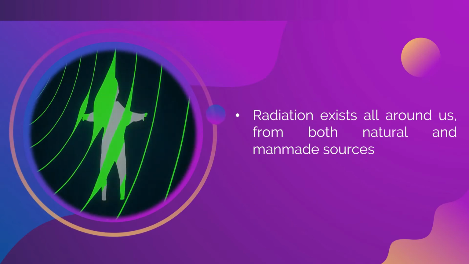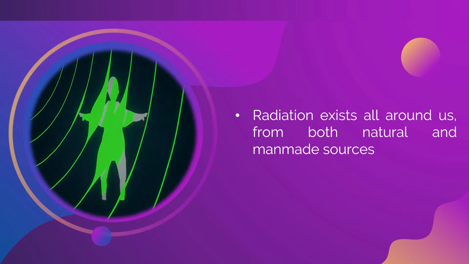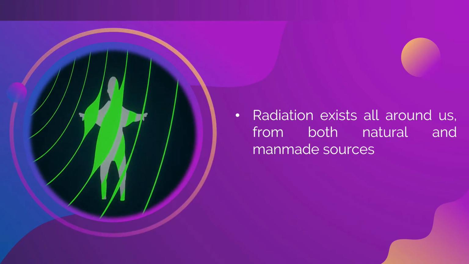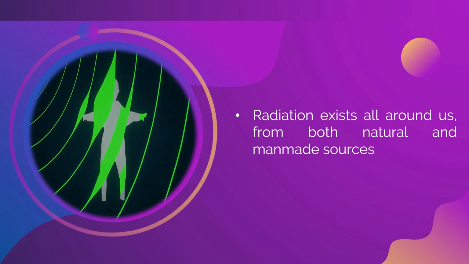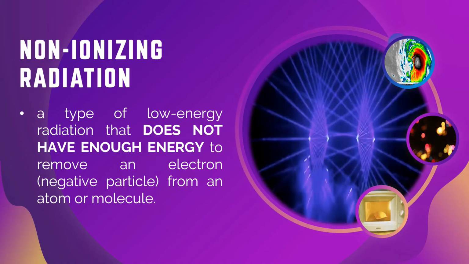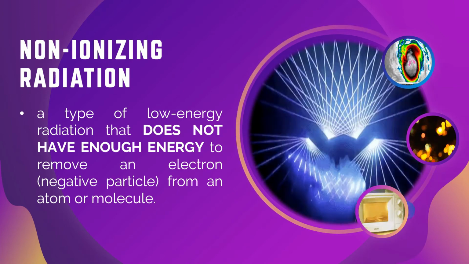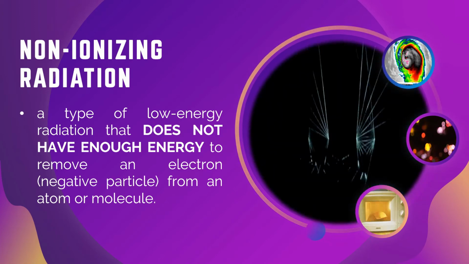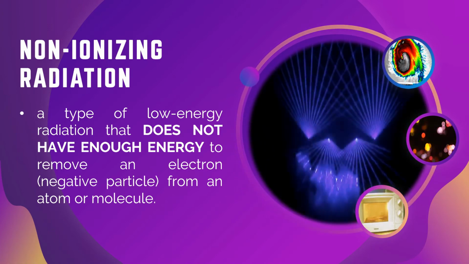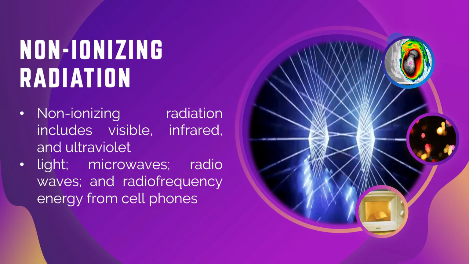Next, radiation exists all around us from both natural and man-made sources. From the gadgets that you are using, the different appliances that you have at your home, and also humans emit what we call radiation. Therefore, it is all around us. For the first type of radiation, we have non-ionizing radiation. Just like what I mentioned a while ago, non-ionizing radiations are a type of lower energy radiation that does not have enough energy to remove an electron from an atom or a molecule.